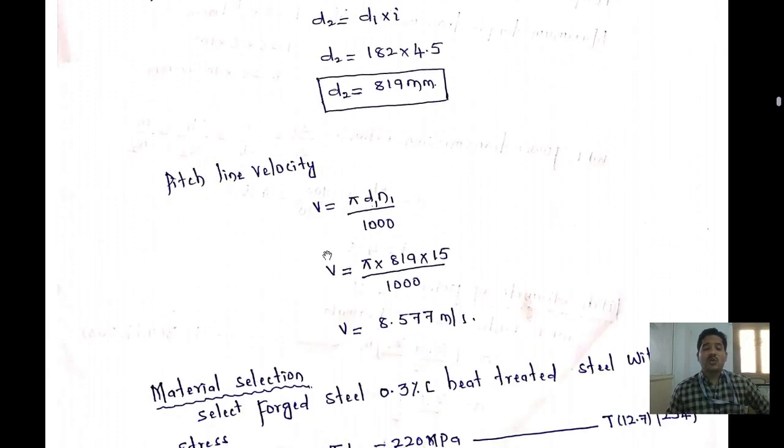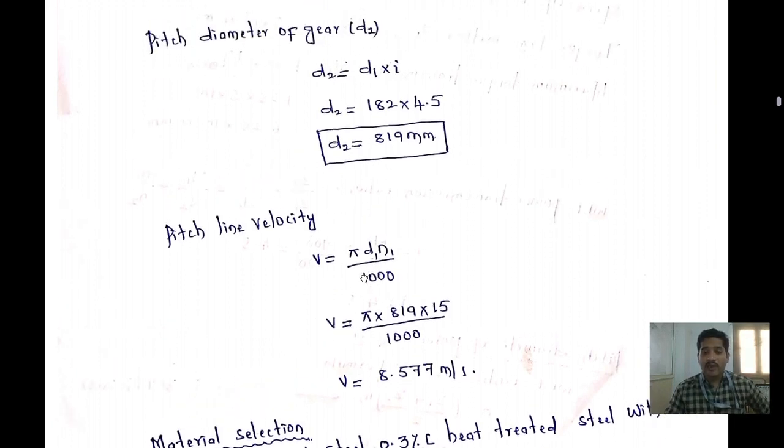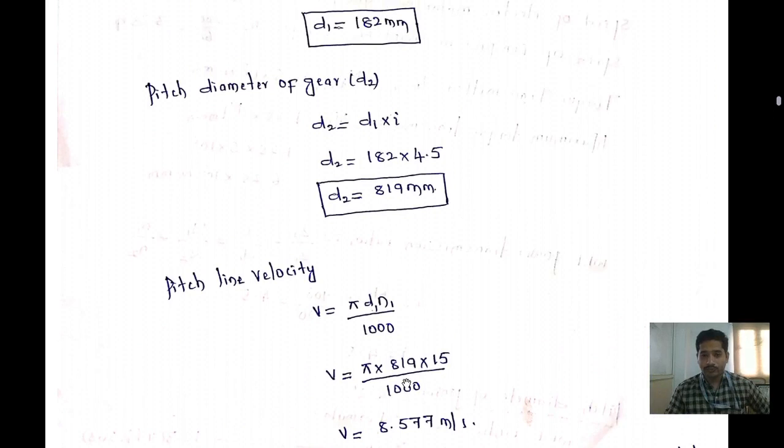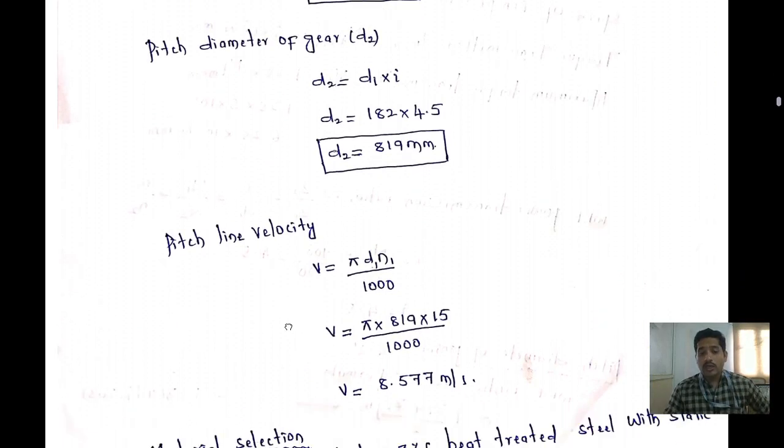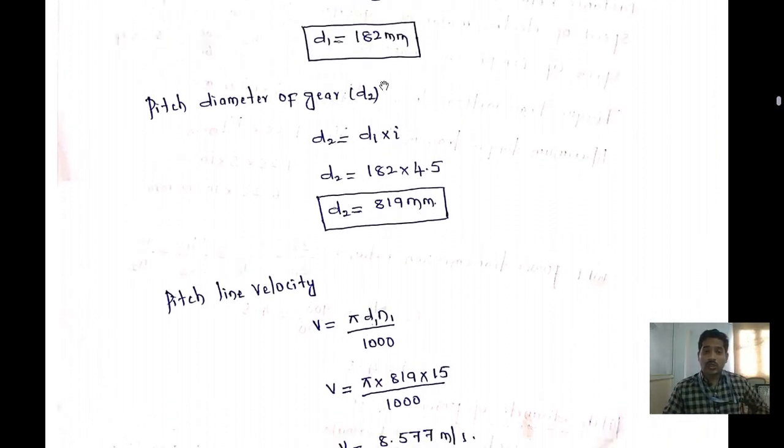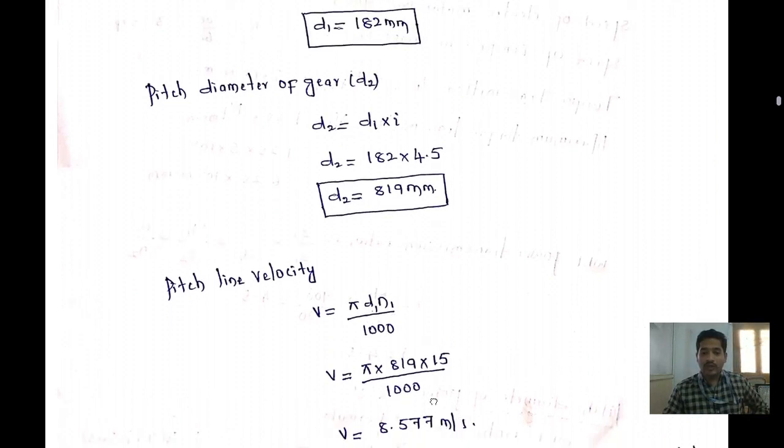After that we need to find out the pitch line velocity, or sometimes we call it the linear velocity. So v is equal to pi D1 N1 by 1000. Pi as it is, D1 value we got 182. Or sorry, instead of D1 you can use D2, so v is pi D2 N1 by 1000. Here pi, D2 is 819, into 15 by 1000.